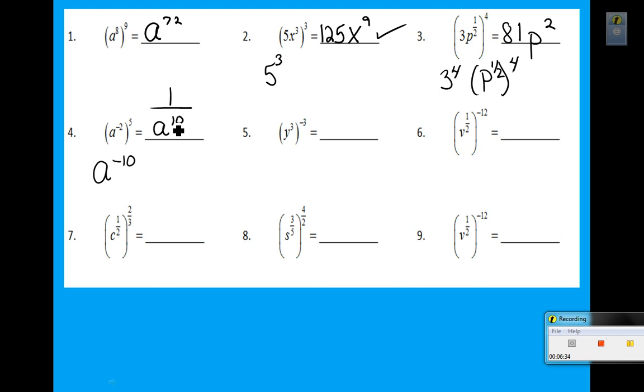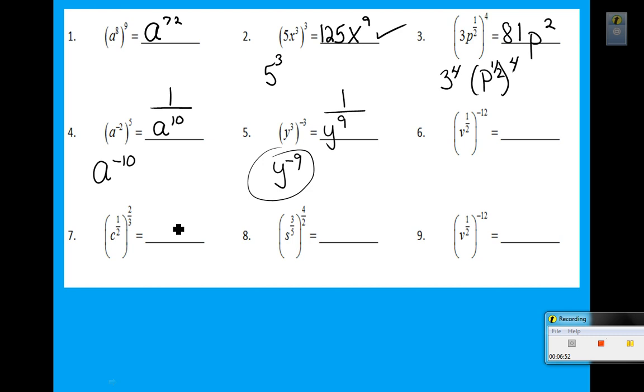Number 5, y cubed to the negative 3rd becomes y to the negative 9th. There's a negative exponent. Get rid of it. 1 over y to the 9th. So we're just tying in what we did last time with our new rule today.